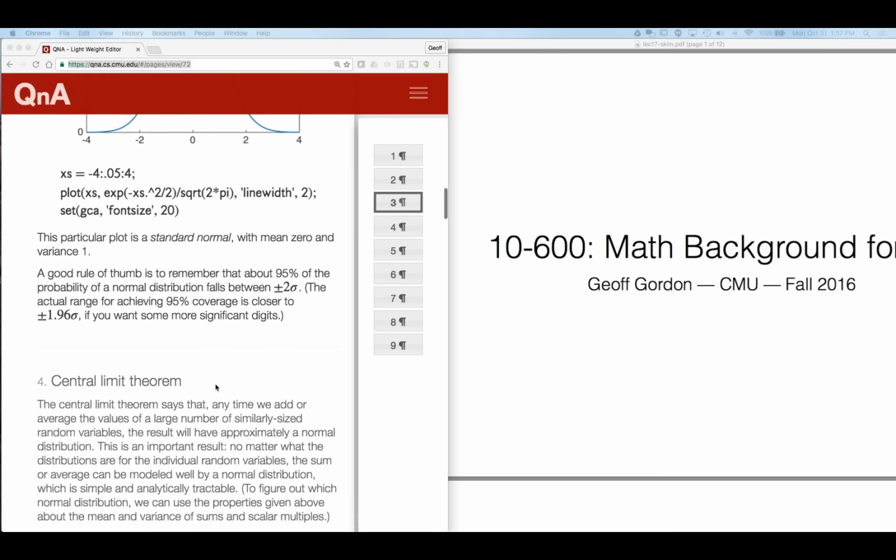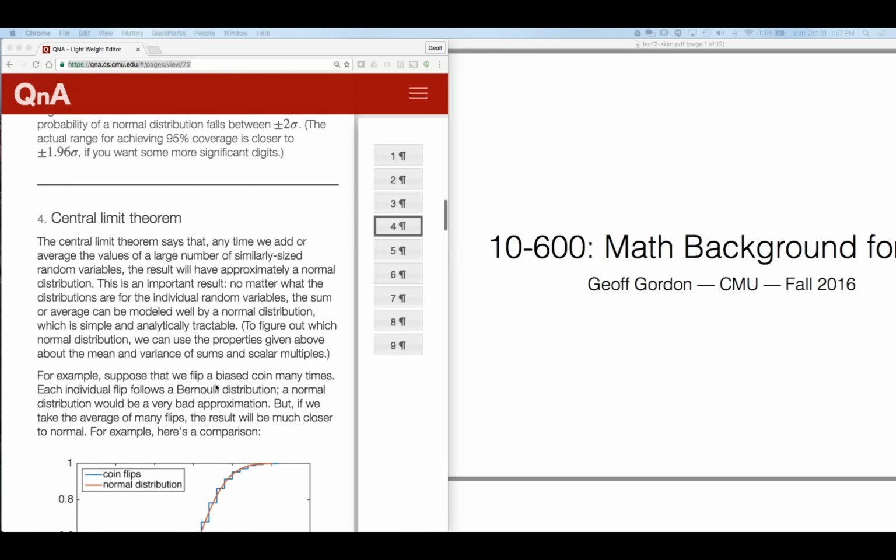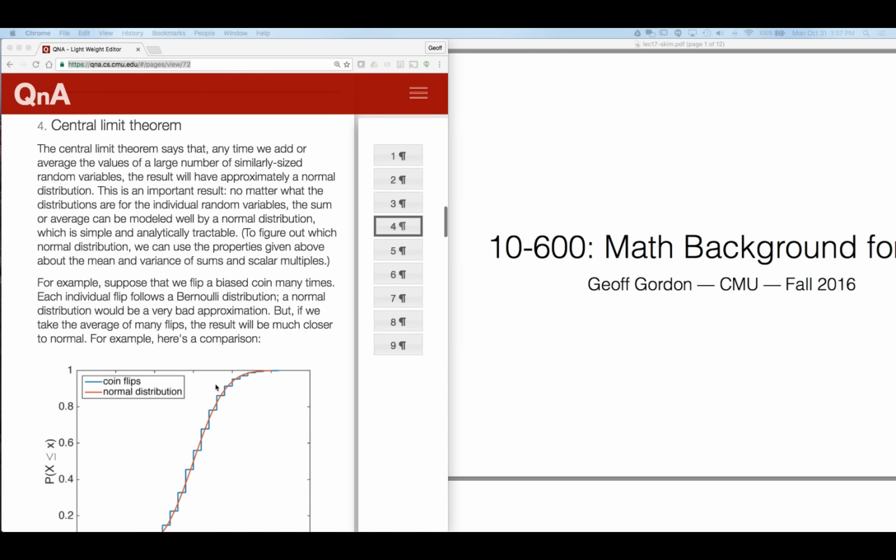So let's get to the central limit theorem. If you remember, when you're adding together a bunch of random variables, their means add and their variances add. And then when you scalar multiply, that scales the variance.